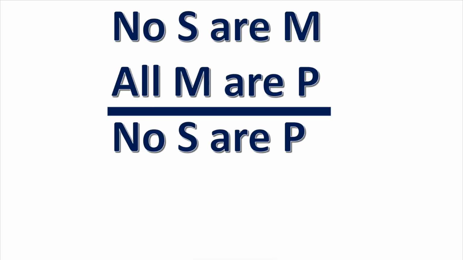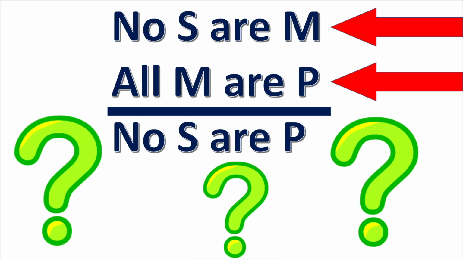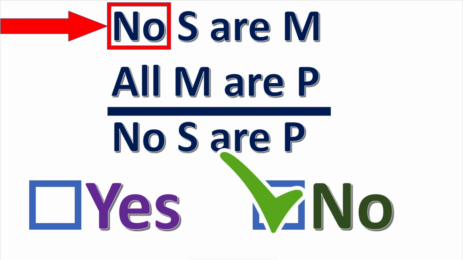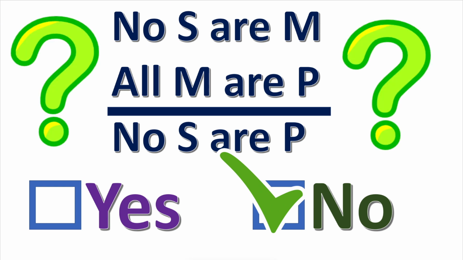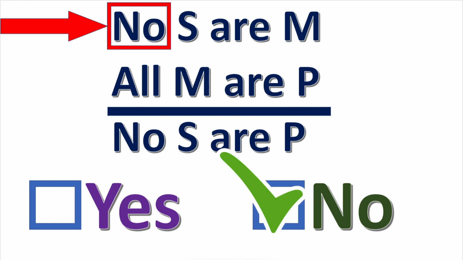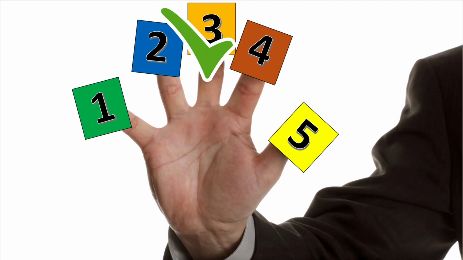Now look at this syllogism. Are both premises negative? Press pause. The answer will appear in 3, 2, 1. Only one premise is negative. And since only one premise is negative, is Rule 3 broken? Press pause. The answer in 3, 2, 1. Only one premise is negative, so Rule 3 is not broken.